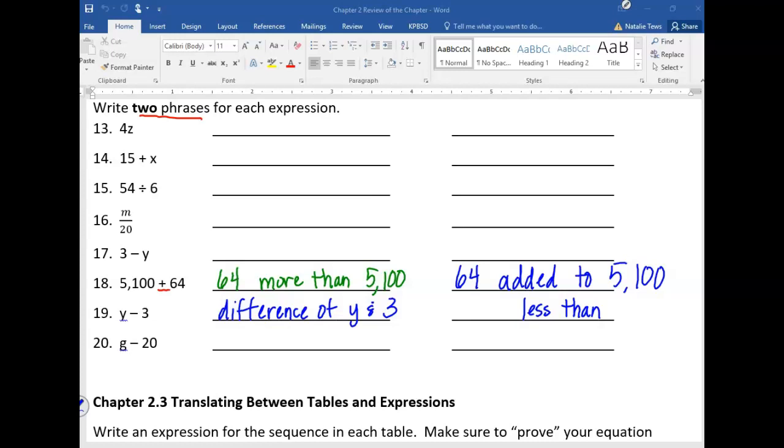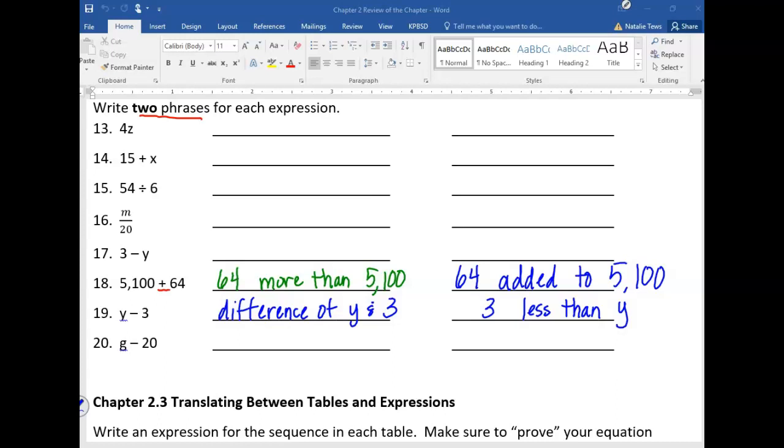Yeah. You would write 64 less than. Oh wait, no, I'm y minus 3. Oh. 3 less than y. 3 less than y. Notice my order is different when I write it because I have to say that the 3 is less than the y because it is, right? I'm saying y minus 3, so that means that the 3 is less than the y. So I have to look back over and be like, does that make sense?